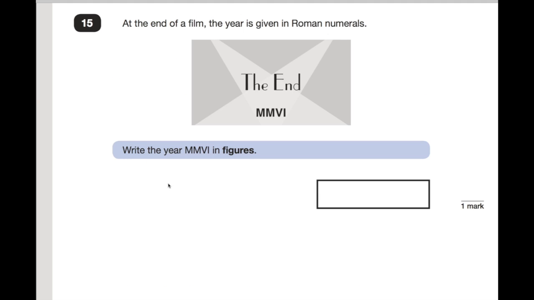Number 15 is just a test of your Roman numeral knowledge. You should know that an M equals 1,000, so we have 2 lots of M, so 2,000, and V and I, a V is 5 and an I is 1, so 1 after 5 is 6, so it's 2,006.